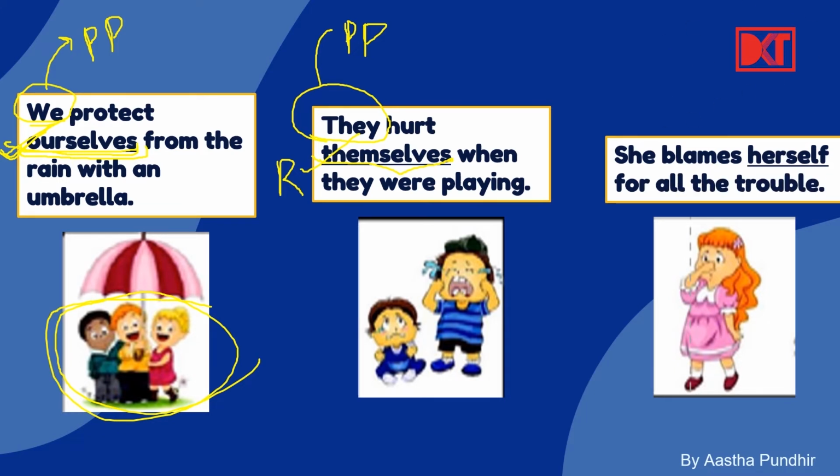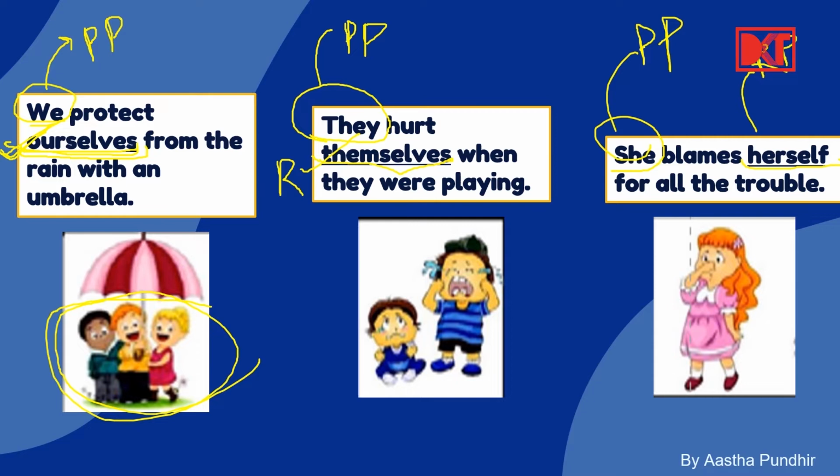She blames herself for all the trouble. What is the subject? She. What is the action she is doing? She is blaming herself for all the trouble. Doer कौन है? She. So she is the personal pronoun. But object क्या है? What is she doing the action on? She is blaming herself. अपने आप को blame कर रही है. So subject and object same. So herself becomes the reflexive pronoun.